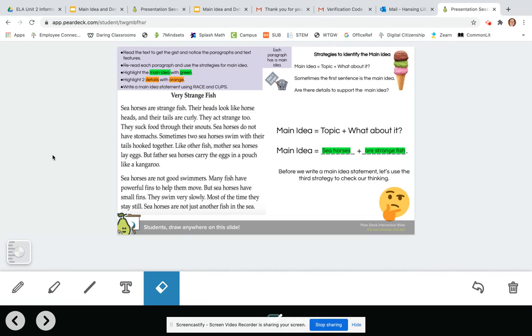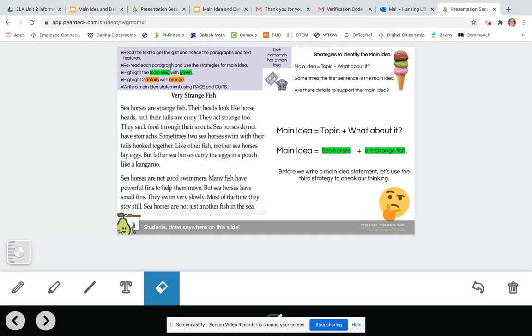Let's take a look here at a text. This is the same text, Very Strange Fish, but I took away the photograph so we could take a look more closely at the 2 paragraphs. We're going to follow these steps. Read the text to get the gist and notice the paragraphs and text features. We'll do that first. Then we're going to reread each paragraph and use the strategies for main idea.